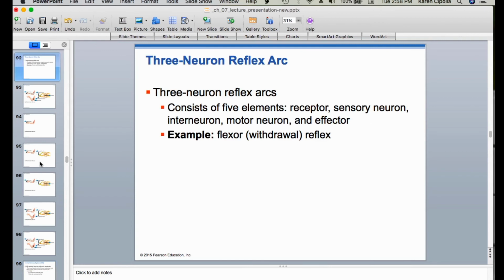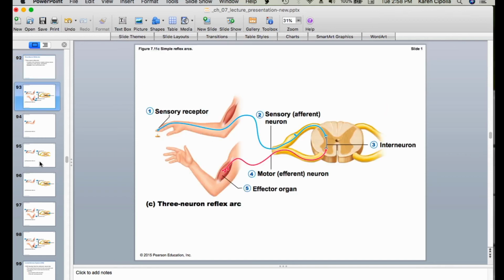The next kind is the 3-neuron reflex arc. This consists of those 5 elements that we talked about earlier. This is a withdrawal reflex or a flexor reflex. This is when you put your hand on that hot burner. So here they use a tack. You put your finger on a tack. Why you would want to put a finger on a tack, I don't know. Obviously an accident. Same reason why you might want to put your hand on that hot burner.